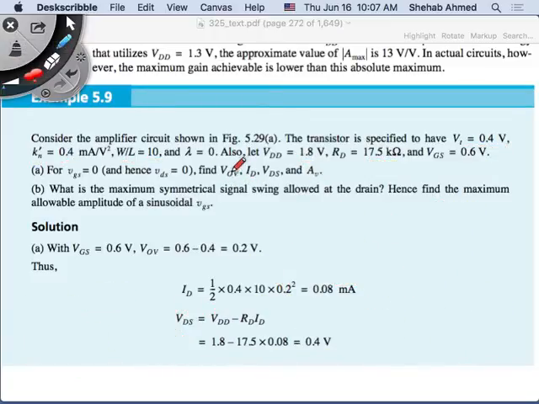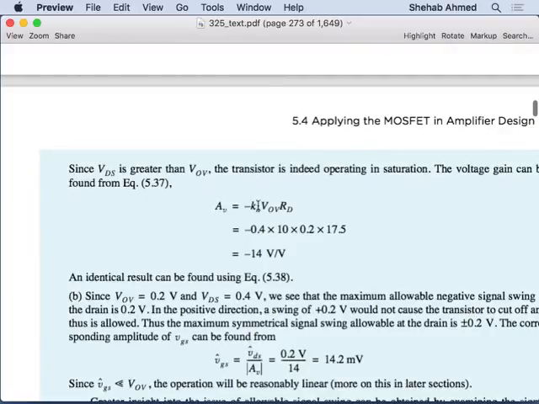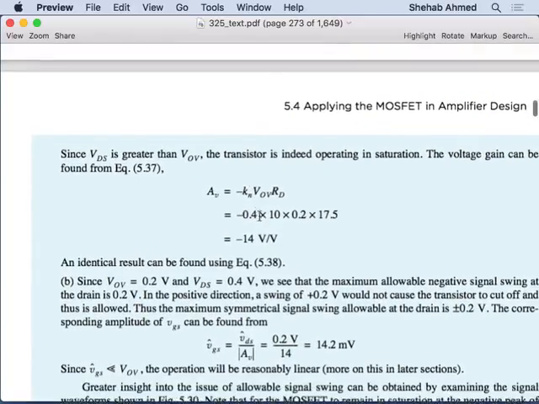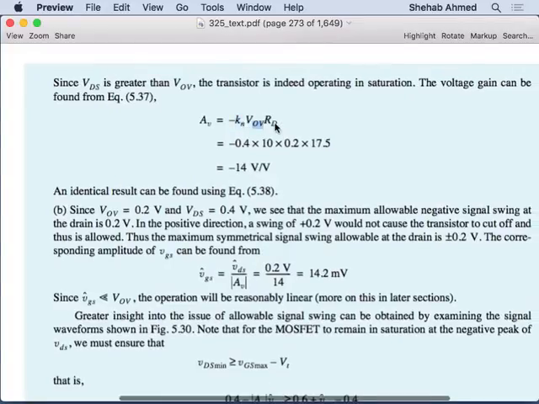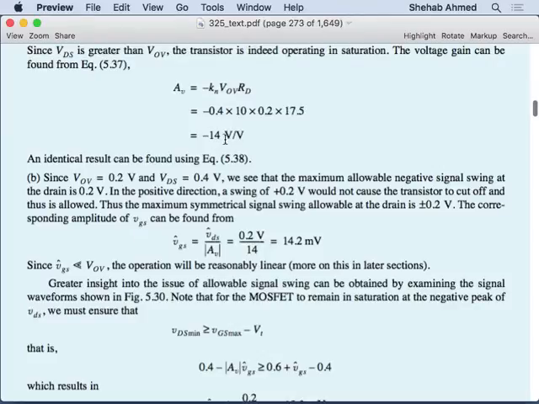Okay. So we calculated VOV, ID, VDS. Now the voltage gain. We will calculate it from the equation for voltage gain that was given in the previous discussion. Minus Kn times VOV times RD. Everything here we know. We know Kn, we know VOV, we know RD now. So we can calculate the voltage gain. The voltage gain is minus 14 volts per volt. The gain is 14. It's dimensionless, volts over volts, like we did in chapter 2.